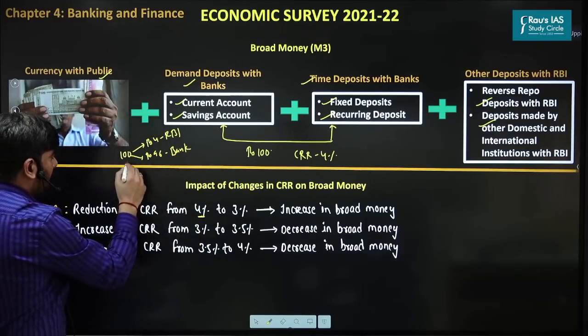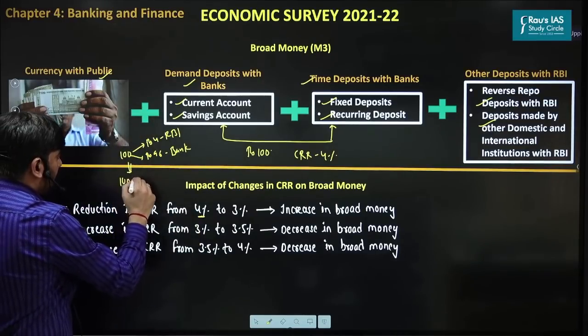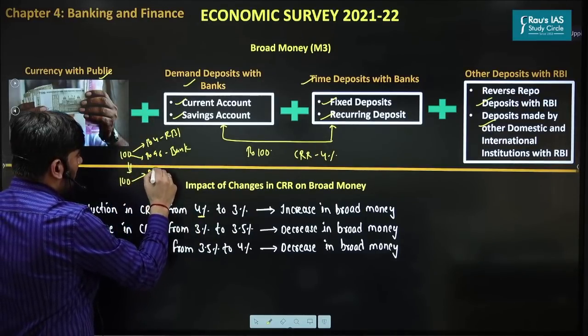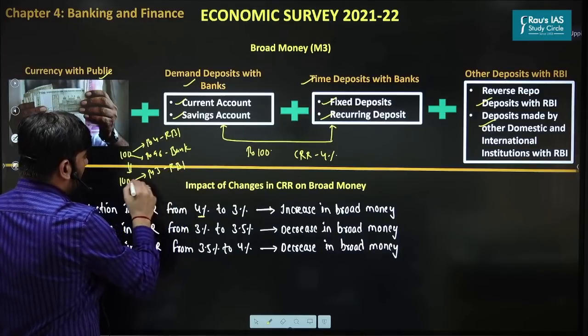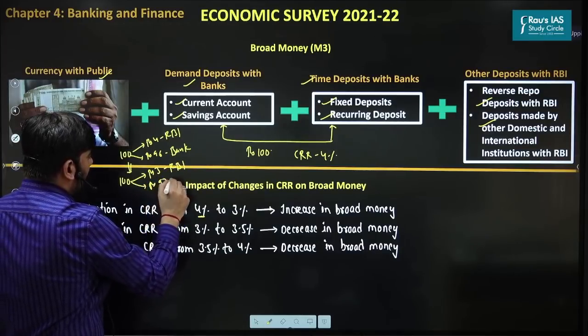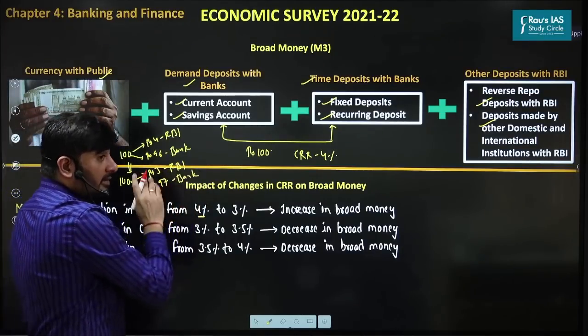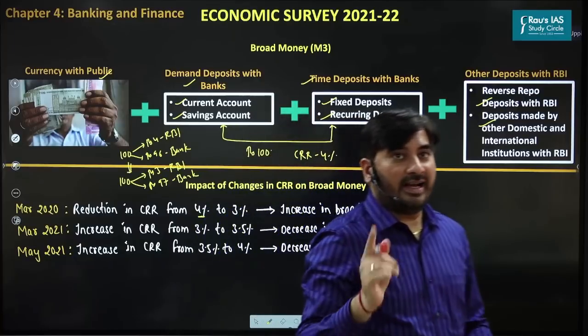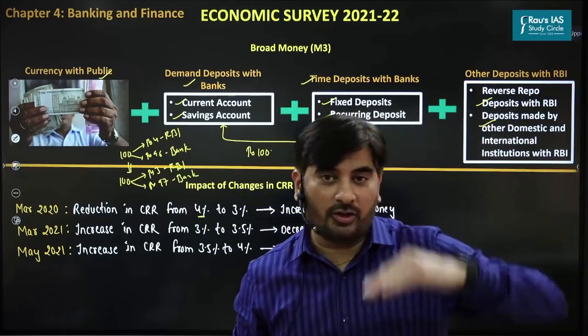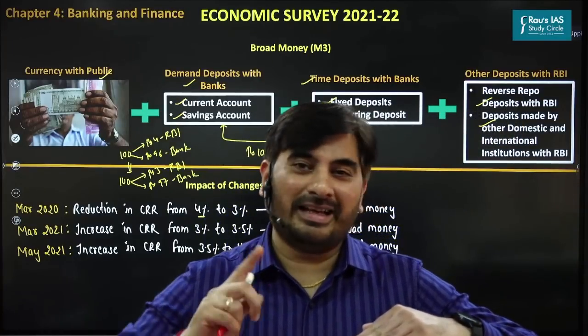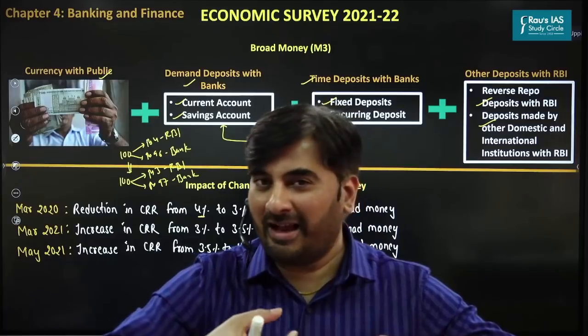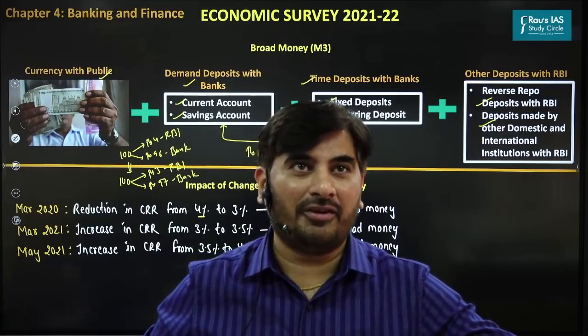Now, what will happen here? Out of this 100 rupees, 3 rupees will be kept with the RBI. And how much money will be with the bank? Can I say 97 rupees? Are you getting this point? So can I say when the CRR rate is reduced, banks will keep less money with the RBI. Banks will have more money with them. Are you with me on this?